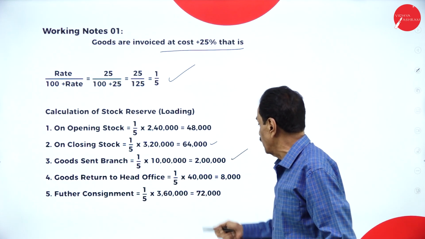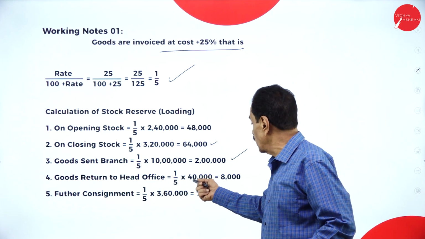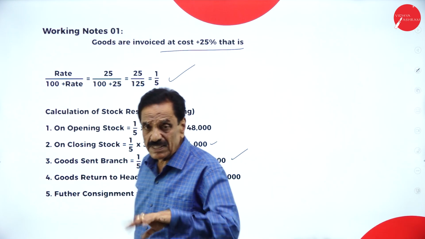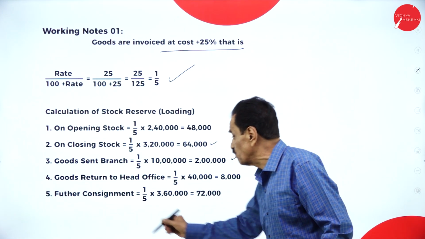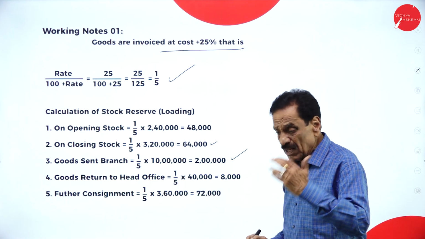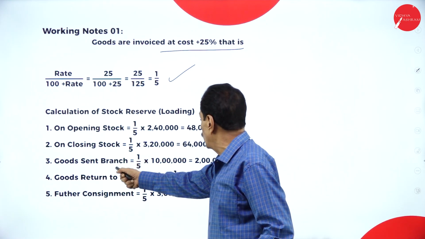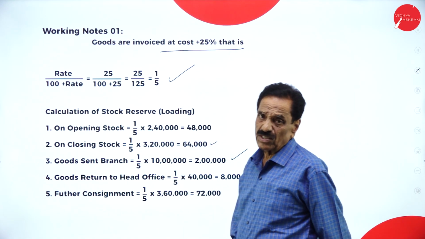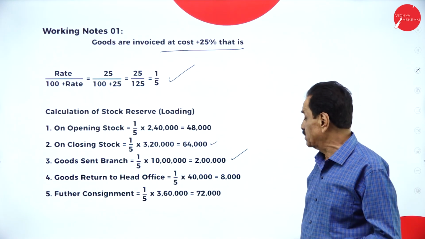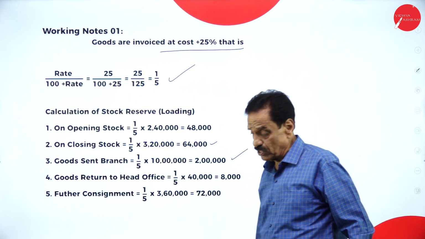Goods returned to head office by the branch: how much? 40,000, 1 by 5 at the invoice price. 1 by 5 of 40,000 is 8,000. Further consignment: already we sent goods to the extent of 10 lakh. Further we are sending how much? 3,60,000. This also at the invoice price includes 72,000.